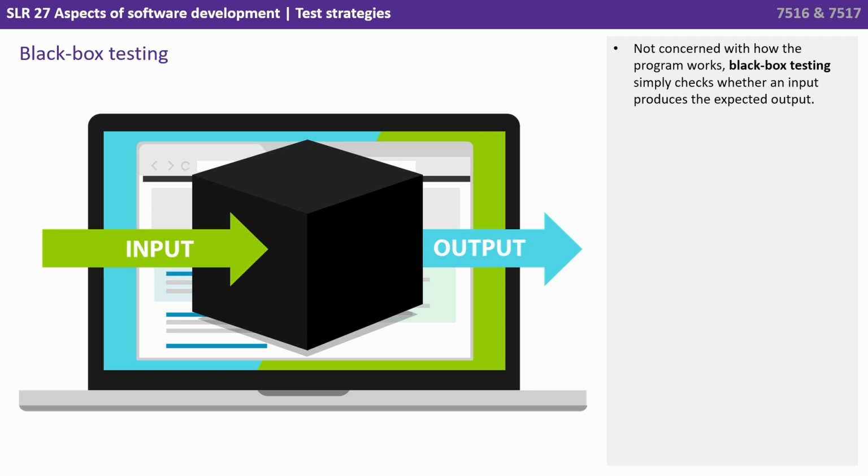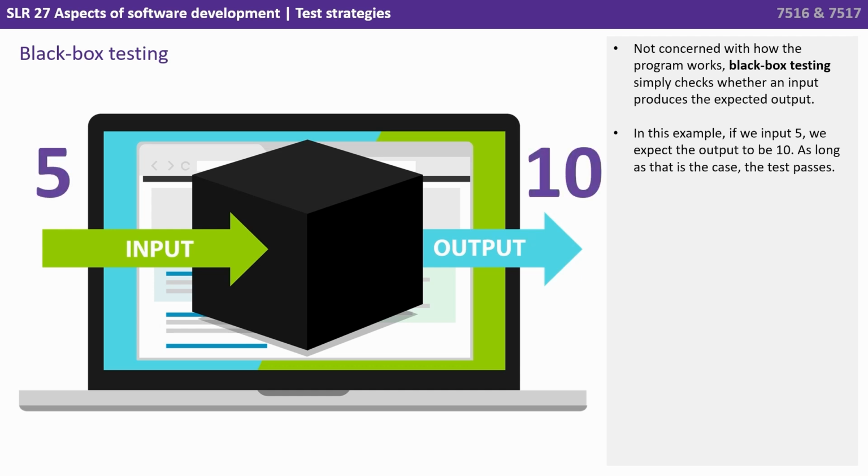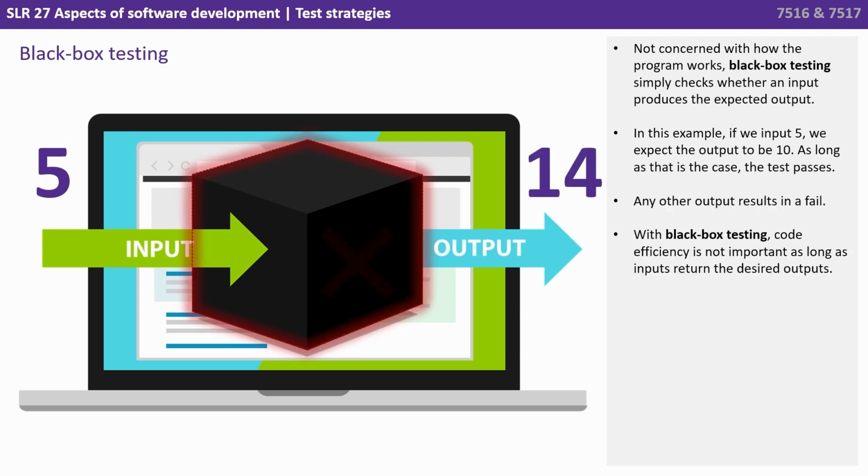This is not concerned with how the program works. Black box testing simply checks whether an input produces the expected output. In this example, if we input 5, we expect the output to be 10. As long as that is the case, the test passes. Any other output results in a fail. With black box testing, code efficiency is not important as long as the inputs return the desired outputs.